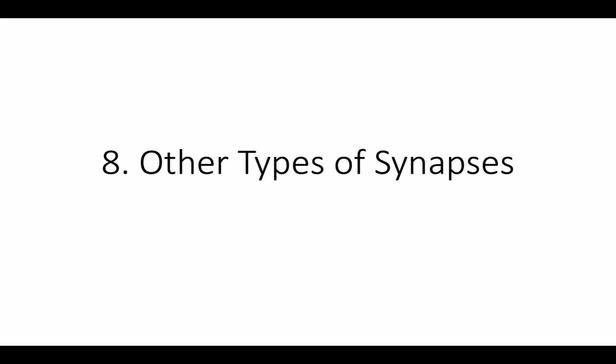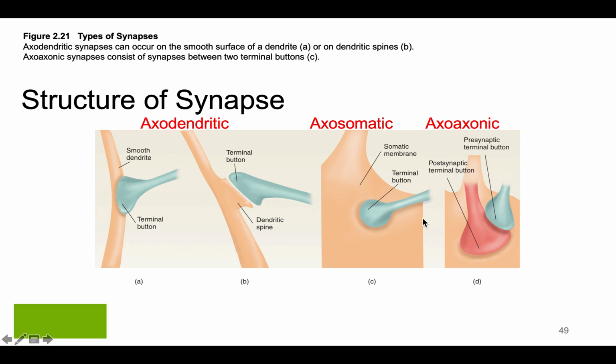We mentioned already the existence of axodendritic and axosomatic synapses, but there are other types of synapses as well, including an axoaxonic synapse. Here are two examples of axodendritic synapse: from the terminal button of the presynaptic cell onto the smooth dendrite, or synapse from the terminal button of the presynaptic cell onto a dendritic spine.